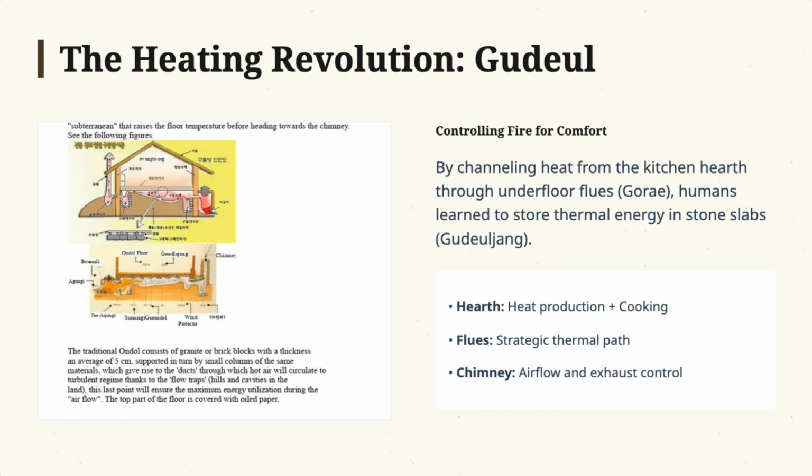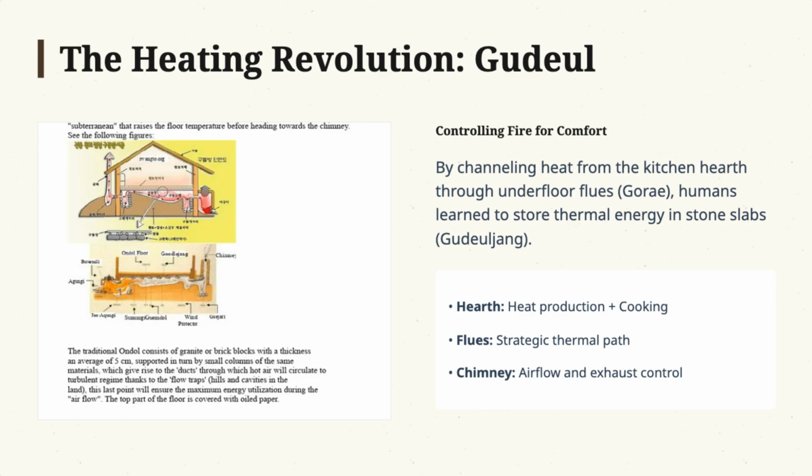At first, fire was made in a central hearth inside the house, but smoke and ash created serious problems. Over time, the fire moved toward the wall, or kitchen area, and the kitchen hearth began to develop. Then came gudol, a system that allowed the heat and smoke from fire to pass beneath the floor.